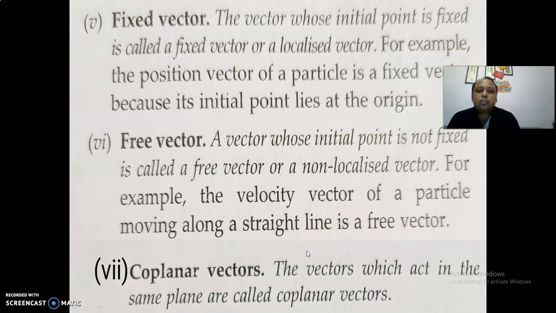Now the next is coplanar vector. As the name suggests, coplanar means having the same plane. The vectors which act in the same plane are called coplanar vectors. Take an example. Suppose you consider the xy plane in a coordinate system. Now if we have vector A, vector B, vector C in the xy plane, then all these vectors will be considered as coplanar. I hope this is clear.